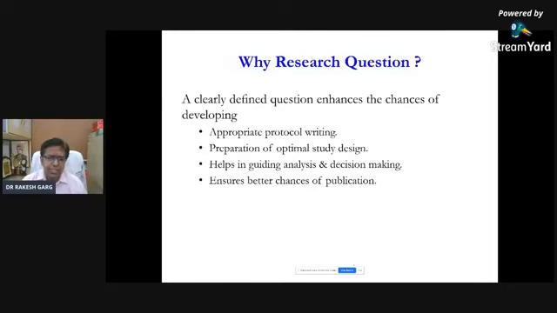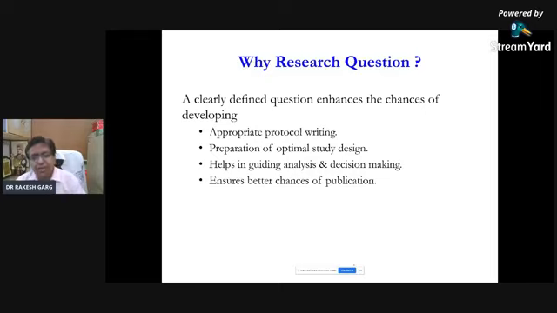Now, why is this question important? Because this will help you to identify your objectives for writing a protocol. It will help you to choose a study design. I mentioned there are so many study designs. How can we choose between case control versus RCT versus observational, or retrospective versus prospective studies? So the choice of study design also depends upon a well-defined research question, and it helps you in the analysis and decision making by appropriate statistical tools.